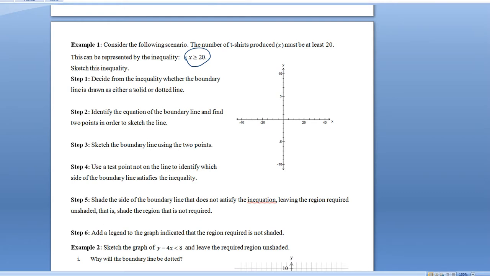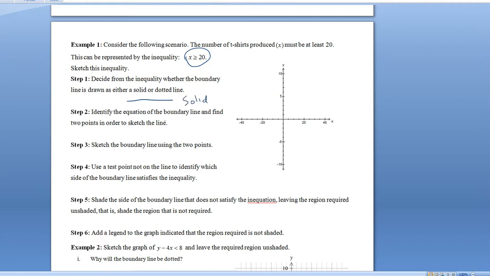The first step is to decide from the inequality whether the boundary line is drawn as either a solid or a dotted line. Now I've noted that there's a greater than or equal to sign, so this is going to be a solid line.